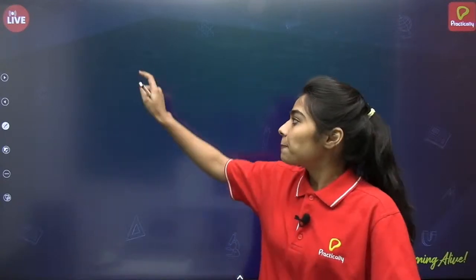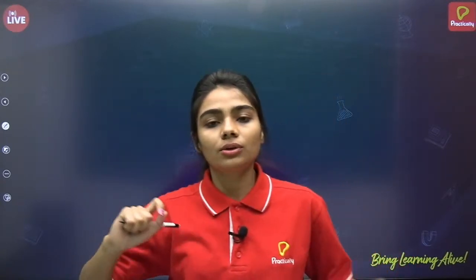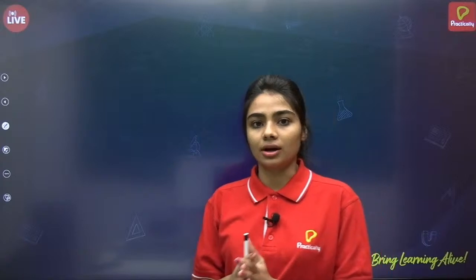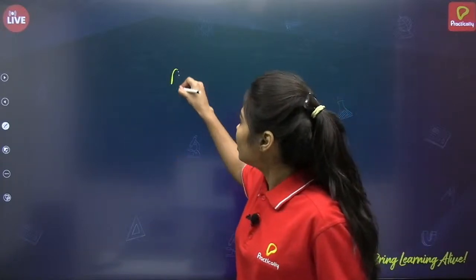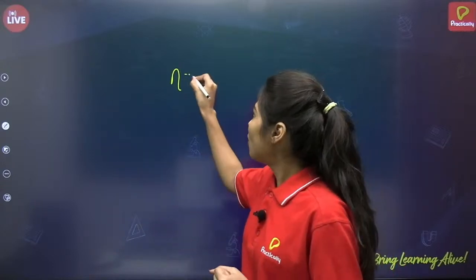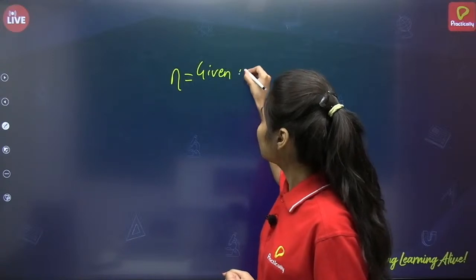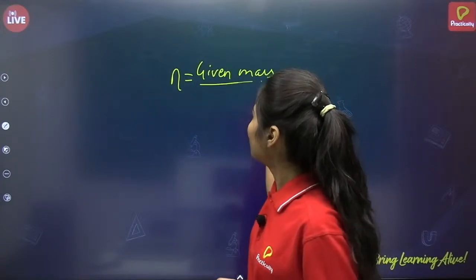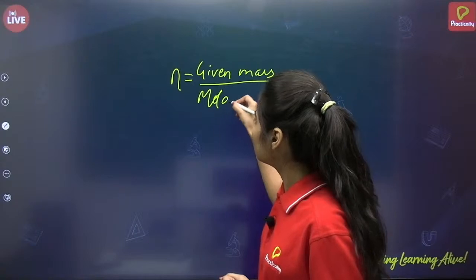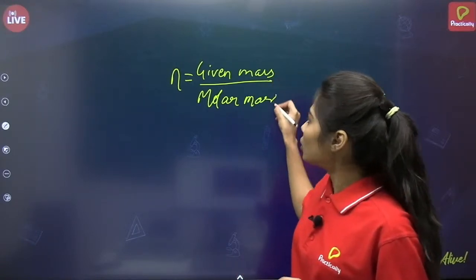So for this mole concept, whatever we have learned here, if you need to calculate number of moles, then what will be the formula? For number of moles, it is your given mass upon molar mass. What is this molar mass?